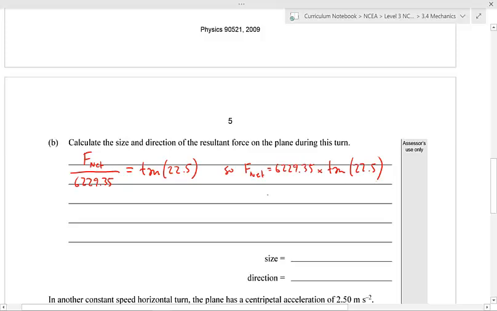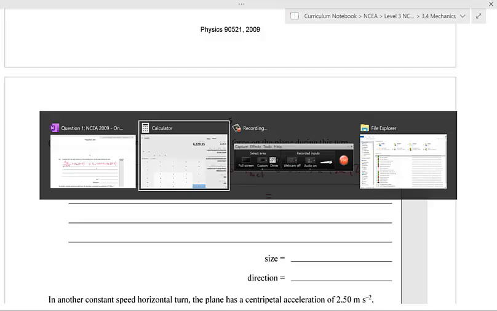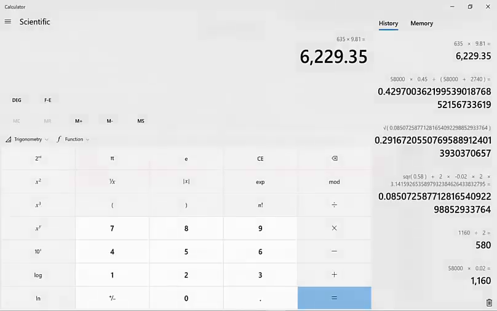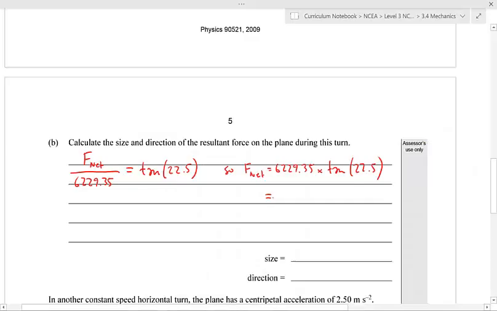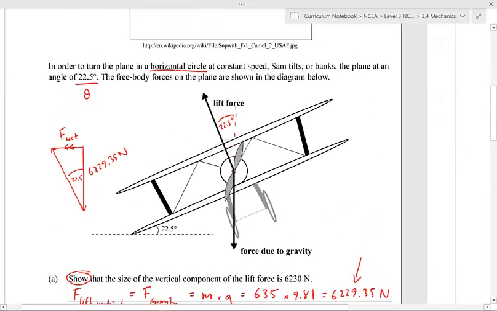which gives us an unrounded answer of 22.5, tangent of that, which gives us 2580 newtons. So the size is 2580 newtons, and the direction, if we look back at our vector diagram here, is to the left.